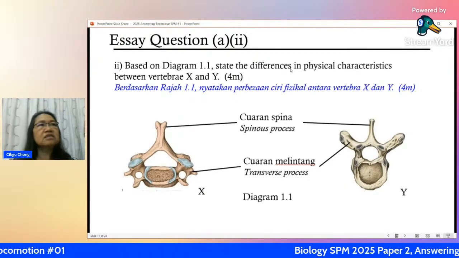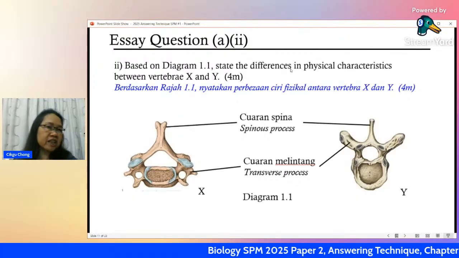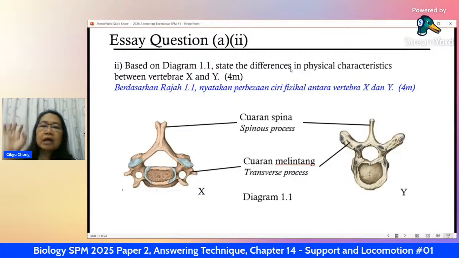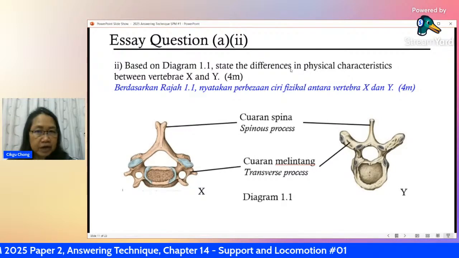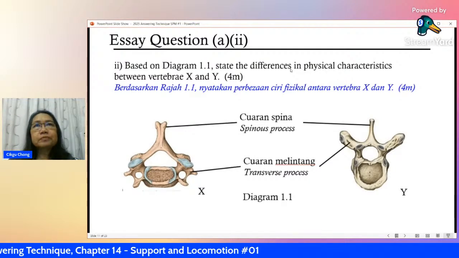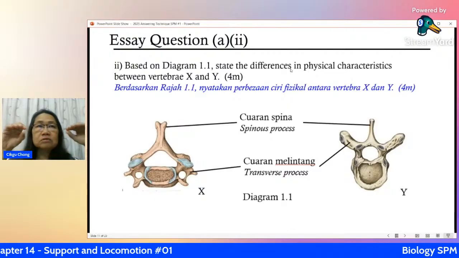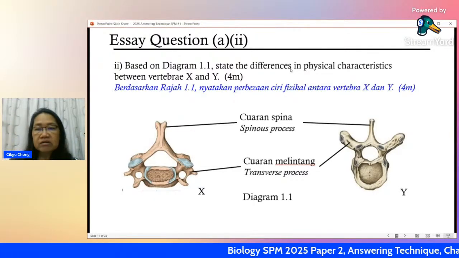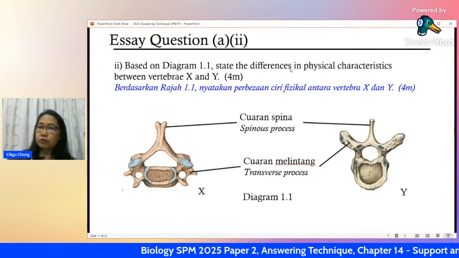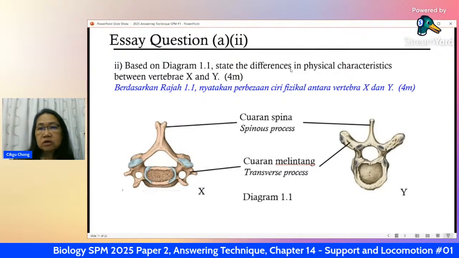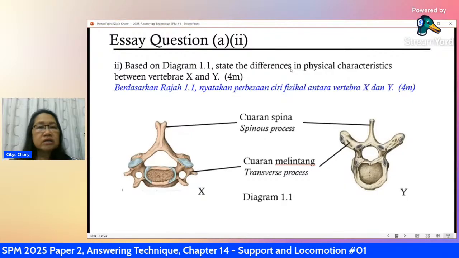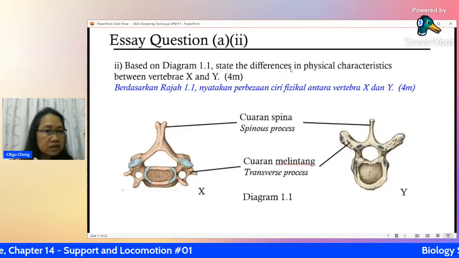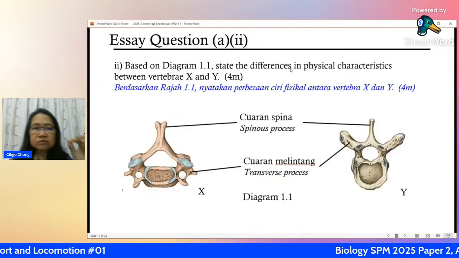This X is to support the weight of the head on the neck. This X is on the neck. This is cervical actually, by the way. The Y is the thoracic vertebrae. It is to allow the rib cage to form, to allow the articulation of the rib bones to the backbone. So don't talk about the function, because what we want is not the function. We want physical characteristic, something physical. What does this one have? What does that one not have?